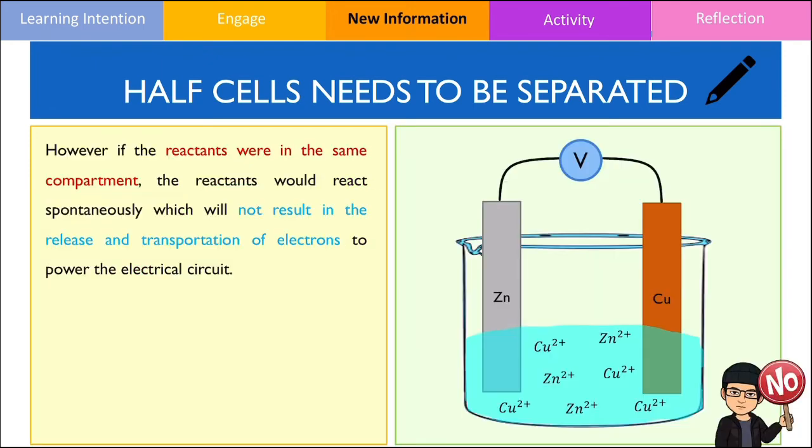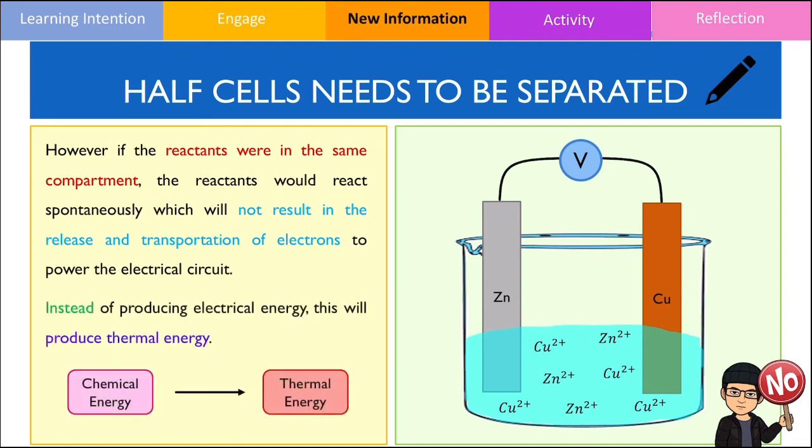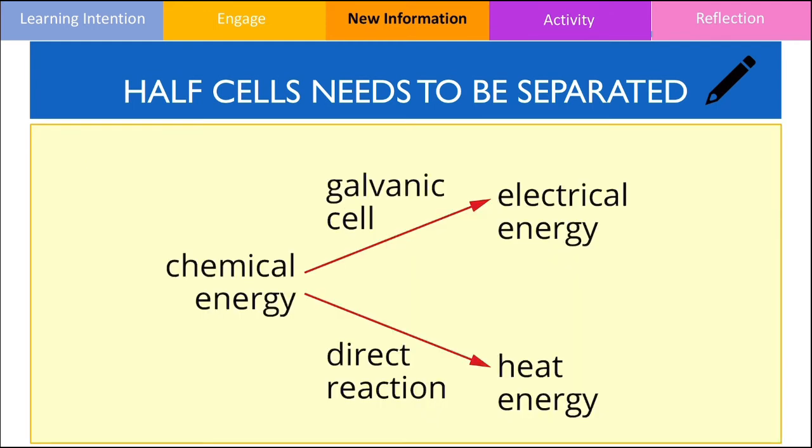In this setup, chemical energy is converted into electrical energy. On the other hand, if we have the sites of oxidation and reduction occurring within the same compartment, this setup allows the reactants to react spontaneously, and the electron transfer process occurs immediately as they are in direct contact with each other. Consequently, no electrical energy is produced, and instead thermal energy is released. These processes are conveniently summarized by the flowchart over here.